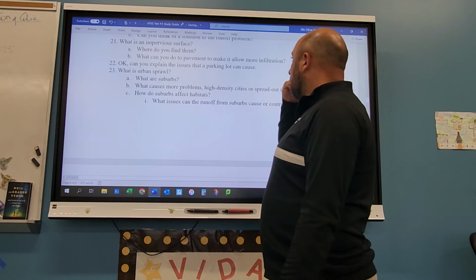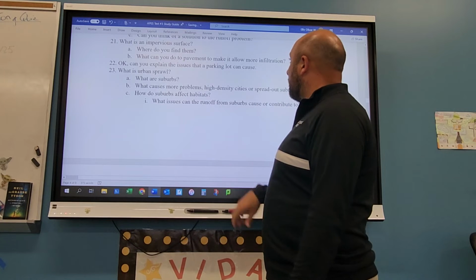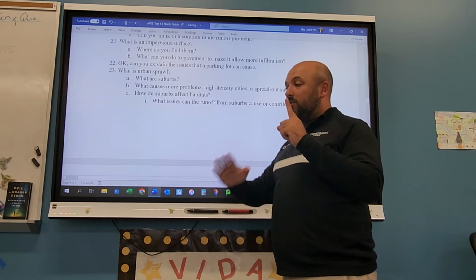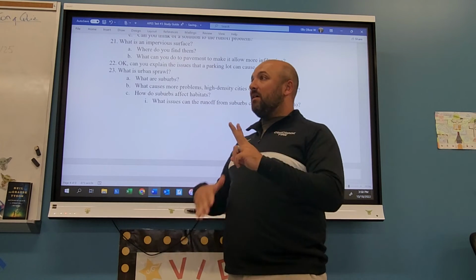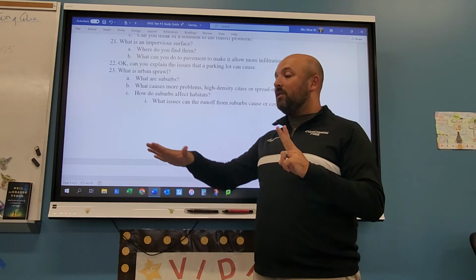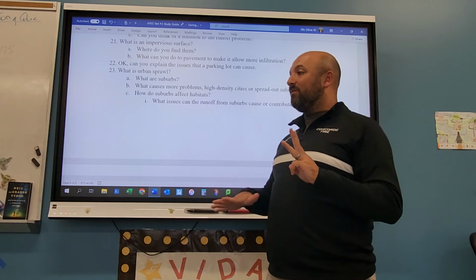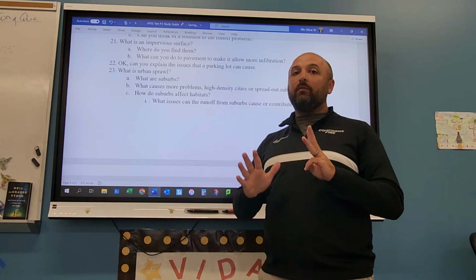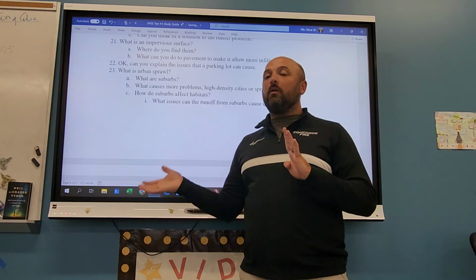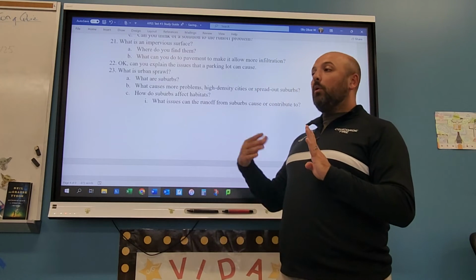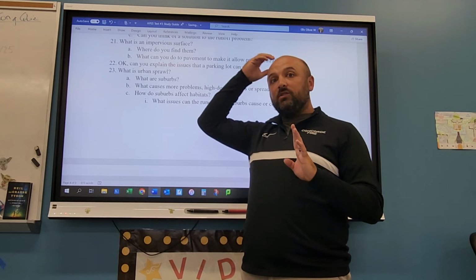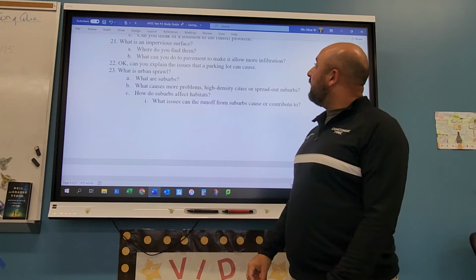Can you explain the issues that a parking lot can cause? Well, building a parking lot, you got to destroy a habitat. Number two, you have to have machines, which contribute to global warming, lay down the pavement. Number three, the pavement itself can be an impervious surface, which can cause more runoff. Number four, all that runoff can go to rivers, lakes, and streams that can poison those areas or cause eutrophication. So all those things are bad.